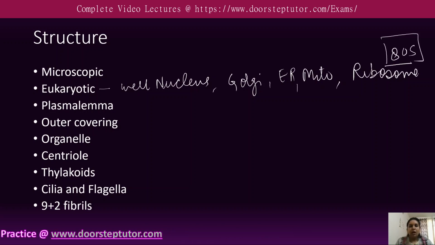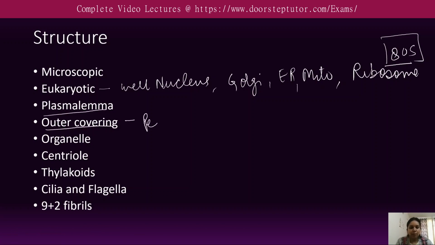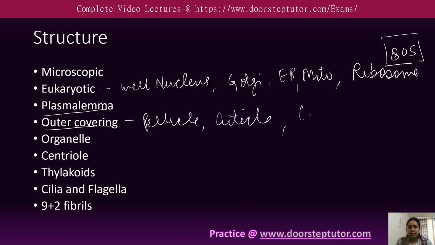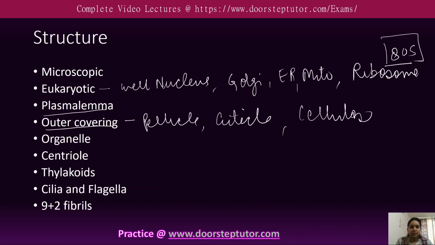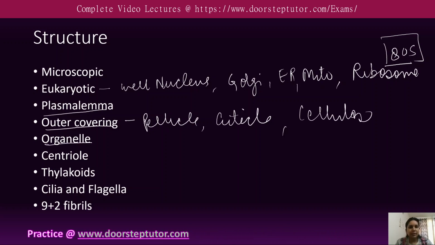They have an outer layer, the plasma membrane, and an outer covering which may be made up of pellicle or cuticle, or in some organisms cellulose. They have all the membrane bound organelles present in them, which is a characteristic of eukaryotic organisms. Also they have a centriole, because they are eukaryotic, which helps in cell division.